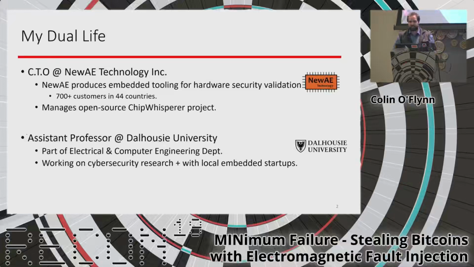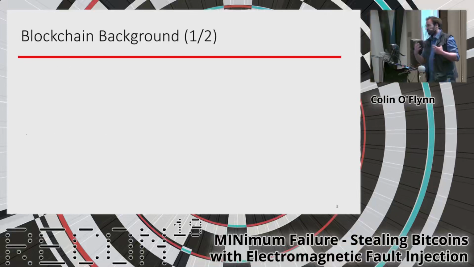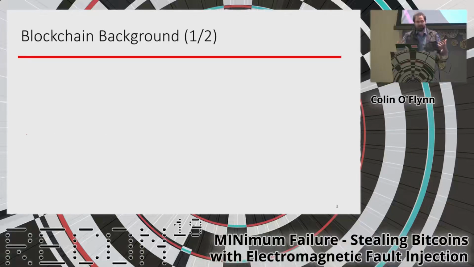At the same time, I'm also an assistant professor at a university on the East Coast in Canada, Halifax, where I live, Dalhousie University. There I'm working on cybersecurity research, which gives me more flexibility for doing interesting things. Really briefly, I'm going to go over blockchain and Bitcoin as it's relevant to this attack. This talk is more about embedded security than specific on blockchain and Bitcoin.